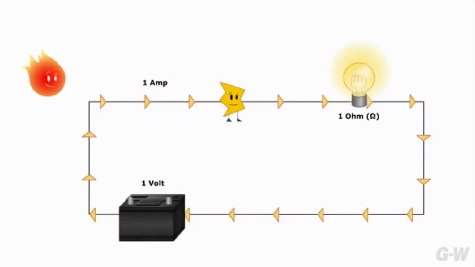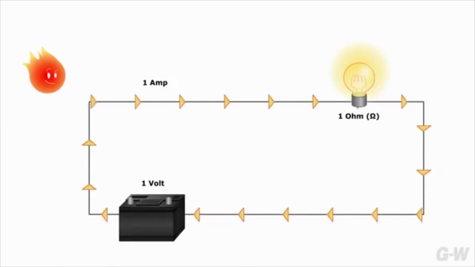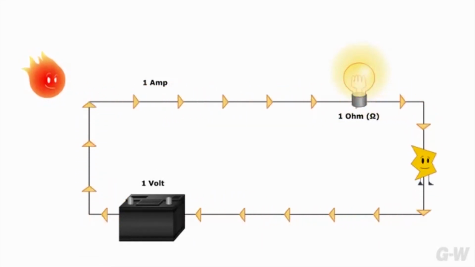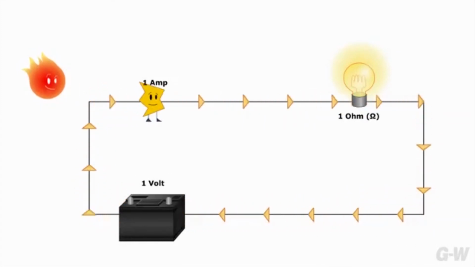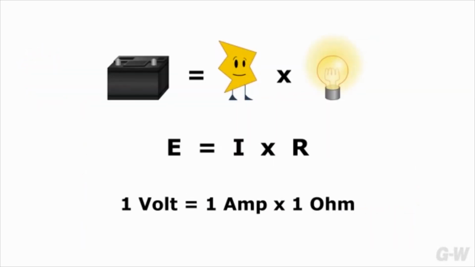In the early 1800s, German scientist Georg Ohm discovered that 1 volt of electromotive force can push 1 amp of current through 1 ohm of resistance. This relationship is called Ohm's law. Ohm's law states E, electromotive force, or EMF, equals I, current, times R, resistance, or voltage equals amperage times ohms.